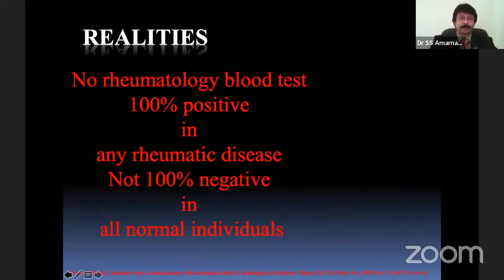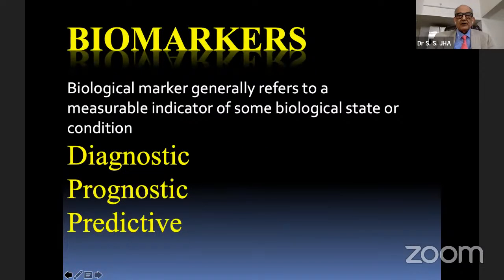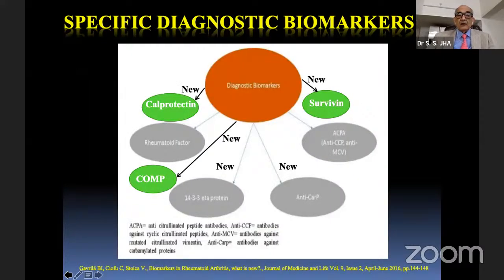Right. So friends, we must face some realities before talking about investigations: no rheumatology blood test is 100% positive in any rheumatic disease, nor 100% negative in all normal individuals. So this paradox will always have to be kept in mind. Now, talking about biomarkers, what are biomarkers? They are biological markers which generally refer to a measurable indicator of some biological state or condition. The beauty of these biomarkers is that they not only help in diagnosis, they can prognosticate and they even have predictive value. We are talking about specific diagnostic biomarkers, and we will be talking about non-specific ones also.